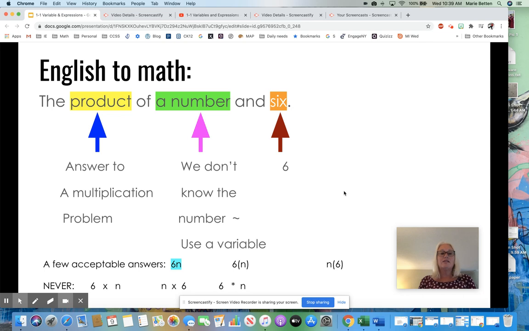Never write 6xn, meaning 6 times n, or nx6, n times 6. As we move throughout the year, we're going to have multiple variables, and I will begin to wonder if the letter x means multiplication or the variable.